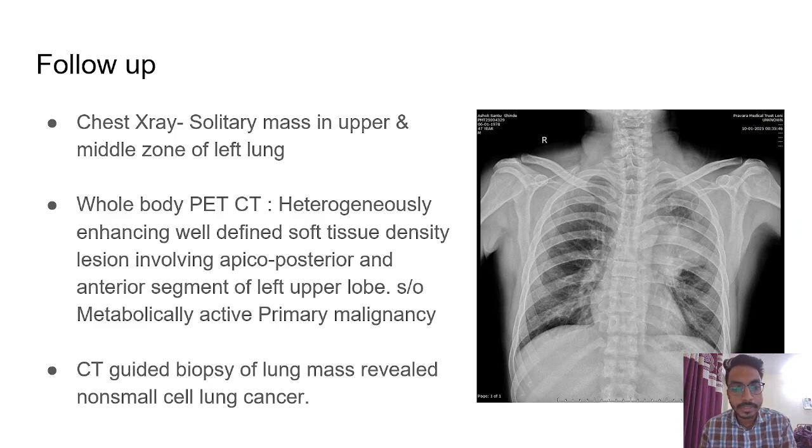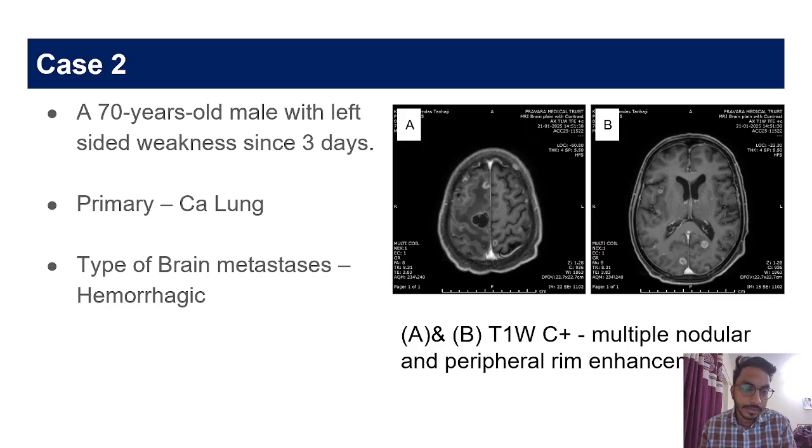Whole body PET-CT reveals a heterogeneously enhancing well-defined soft tissue density lesion involving the apico-posterior and anterior segment of the left upper lobe, suggestive of a metabolically active primary malignancy. So the primary malignancy here was CA lung. CT lung biopsy was done, which revealed non-small cell lung cancer.